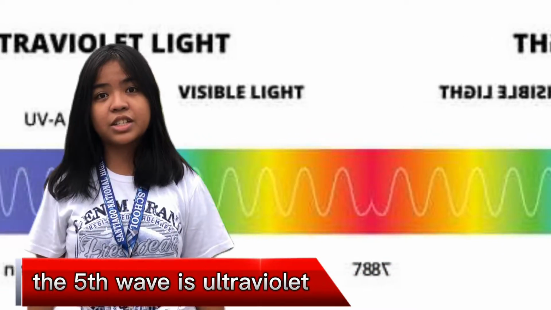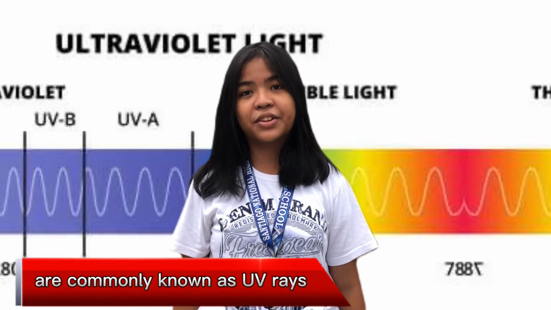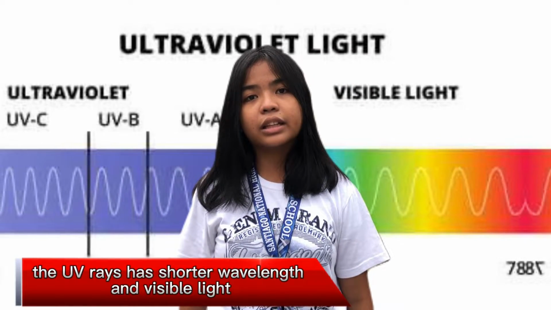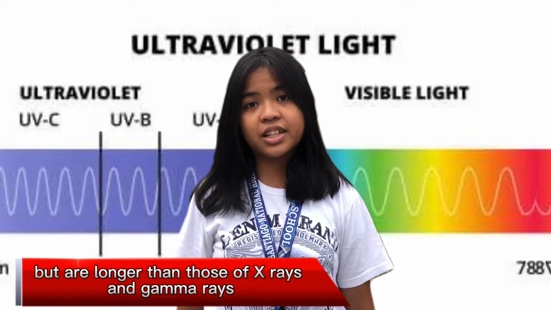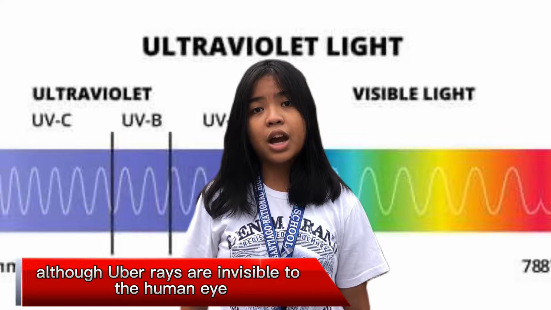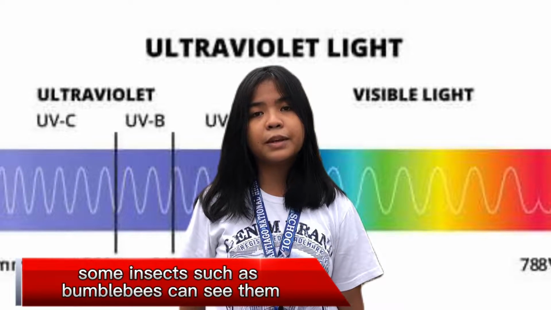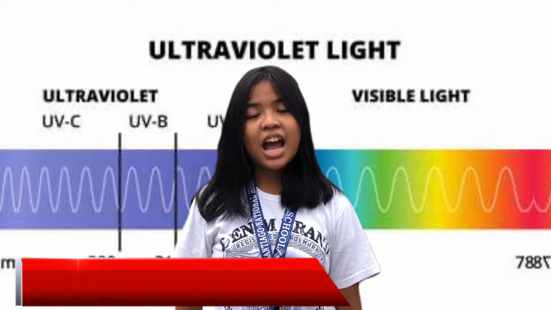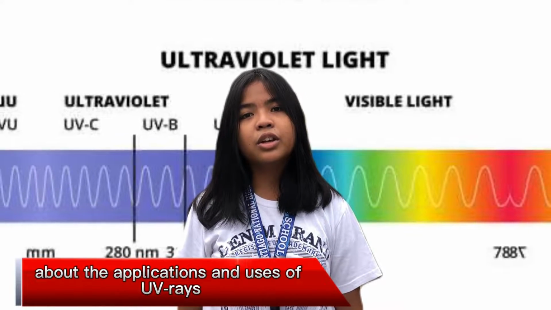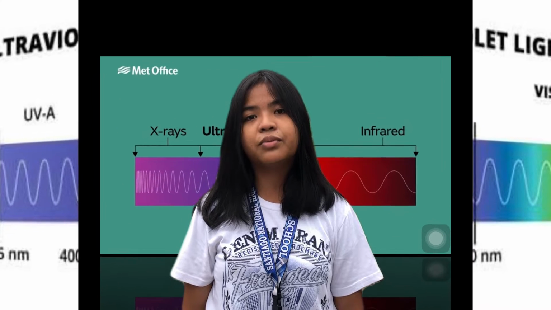The fifth wave is ultraviolet, or commonly known as UV rays. The UV rays have shorter wavelength than visible light but are longer than those of X-rays and gamma rays. Although UV rays are invisible to the human eye, some insects such as bumblebees can see them. Interesting, right? I'm Shala, and let's learn more about the applications and uses of UV rays or ultraviolet rays.